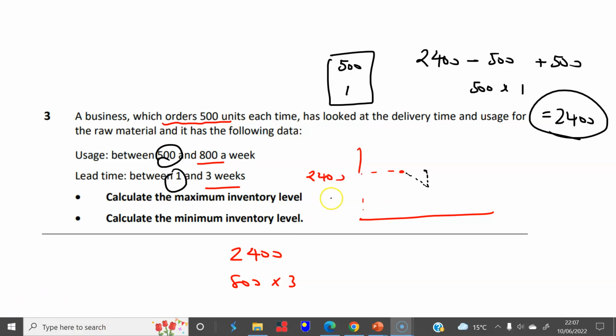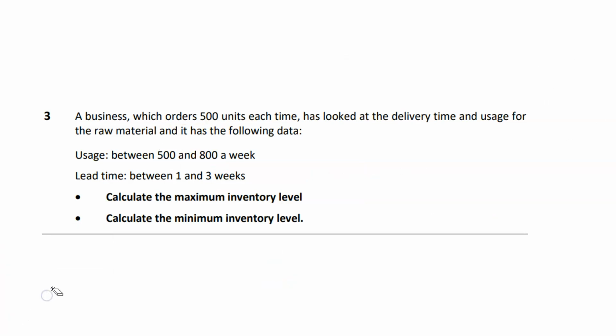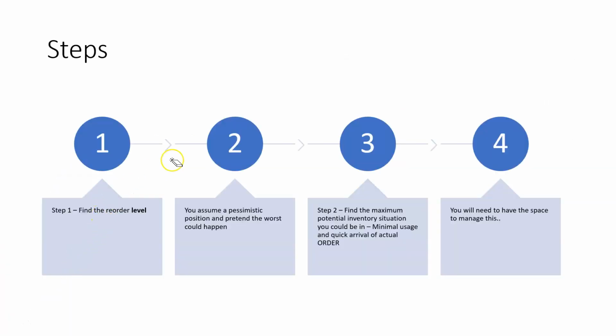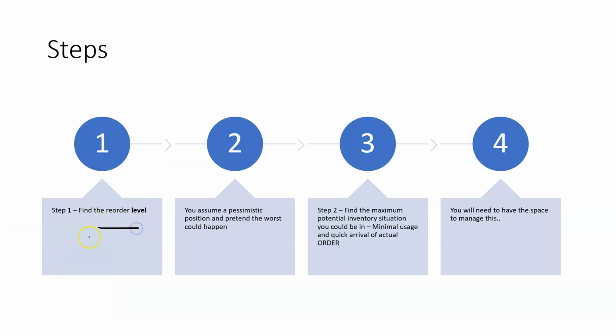Right, so let's just write that down. I do give you some guides here. Let's just clear all of that. Over here, I sort of say, listen, the first thing you want to do is find the reorder level, which we did find, which was 2,400. How did we find that? We said, well, 800 times 3 weeks, so it might take that long. And then, like I said, we assume a pessimistic position when doing this.